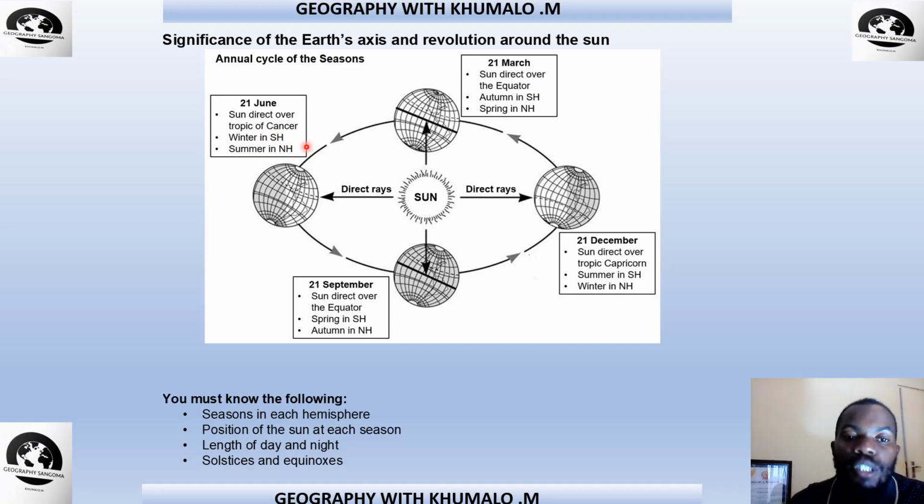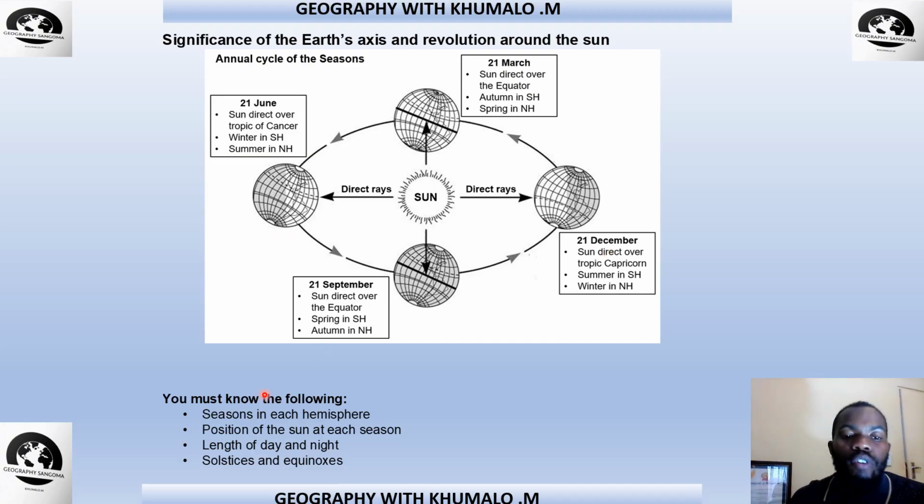Winter in the southern hemisphere and summer in the northern hemisphere in June. Remember, grade 11s, that we always said that whatever happens in the southern hemisphere is opposite to what is happening in the northern hemisphere. For example, right now we're experiencing spring, while they are experiencing autumn in the northern hemisphere.